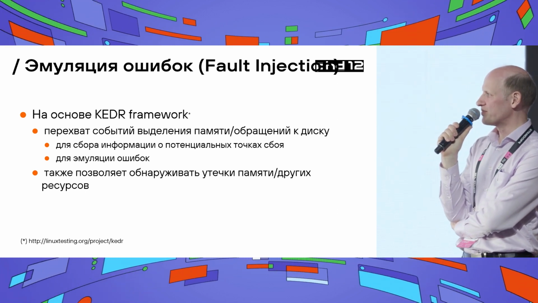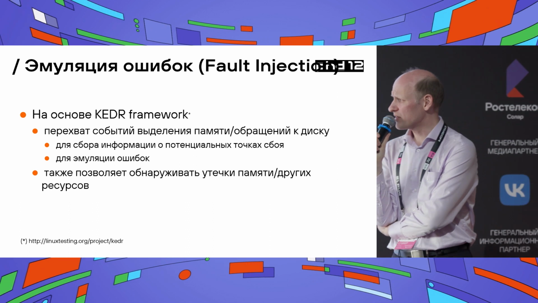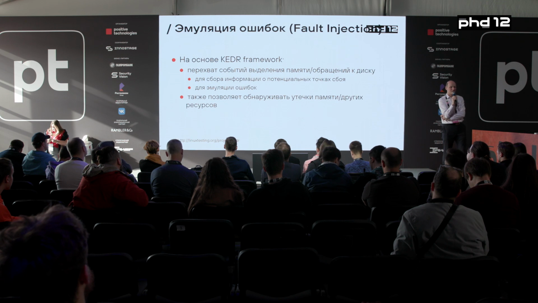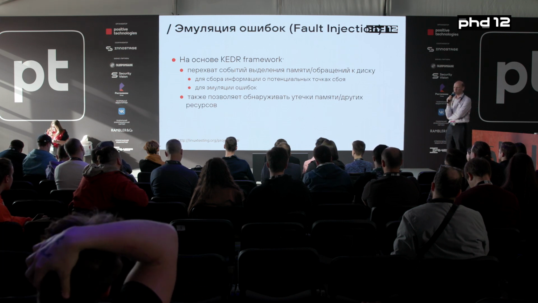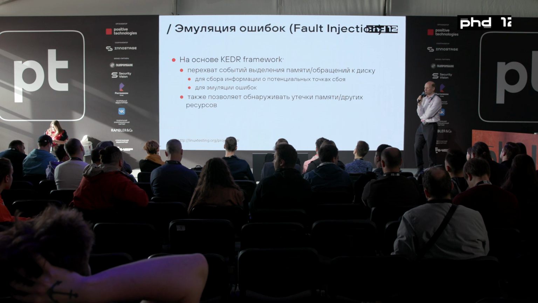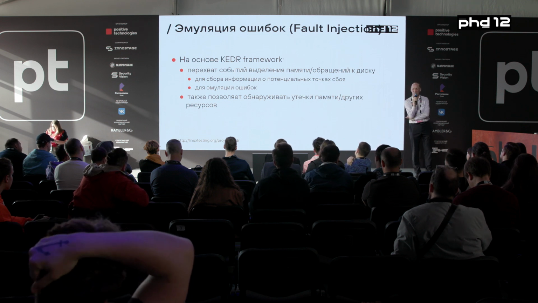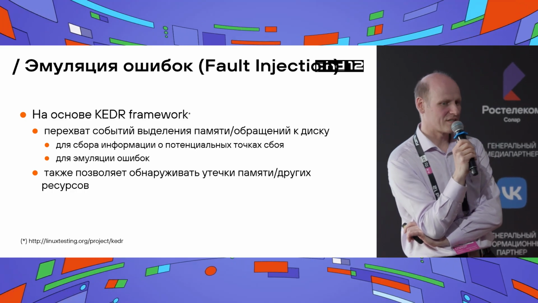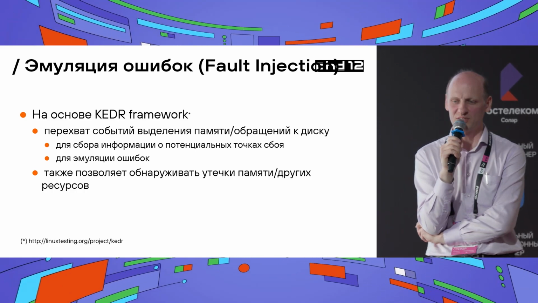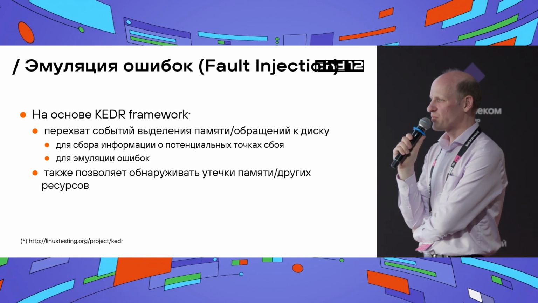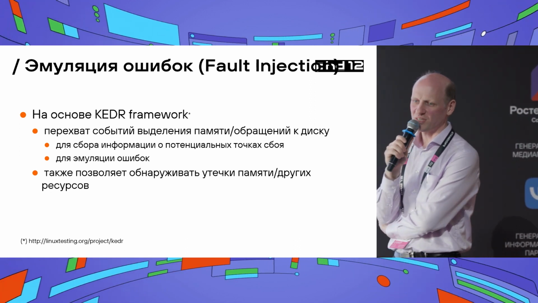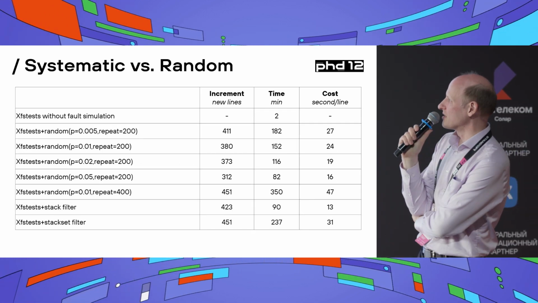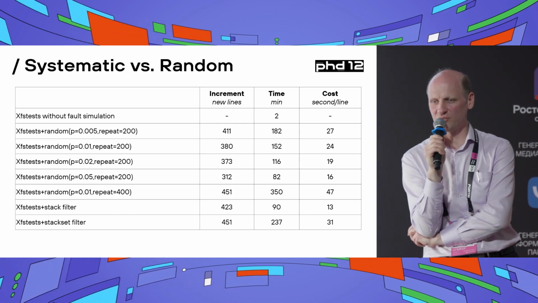In terms of error emulation, we created mechanisms of systematic enumeration of failures. In the initial run of the tests that we thought would run deterministically every time, we collected information on all the potential failure points, and in further executions we automatically enumerated where the failure could be introduced.